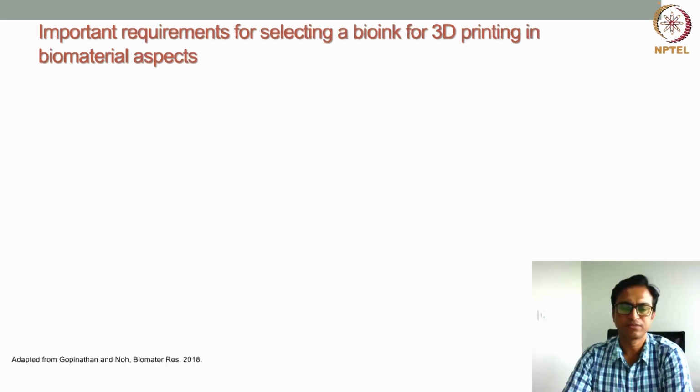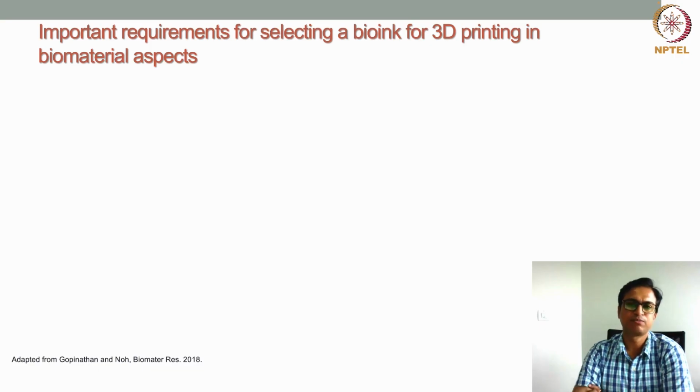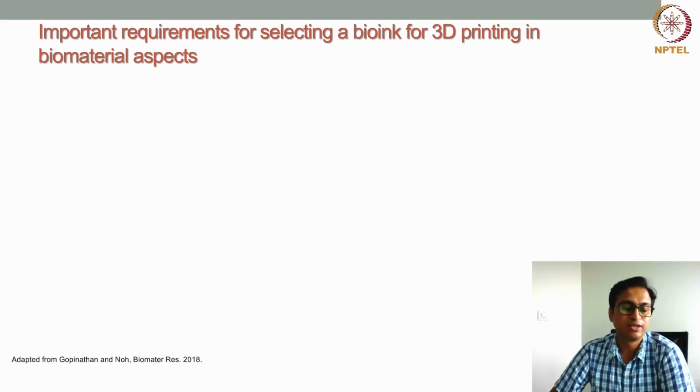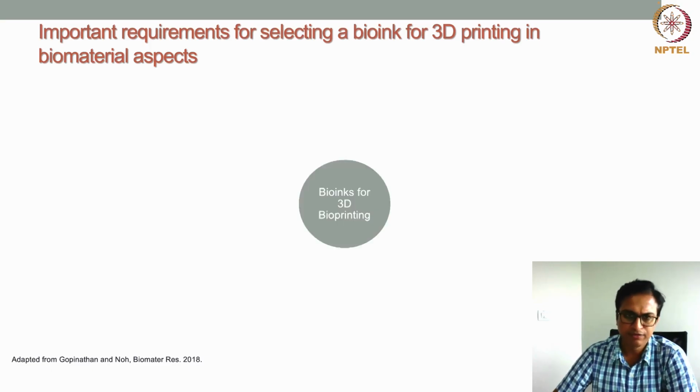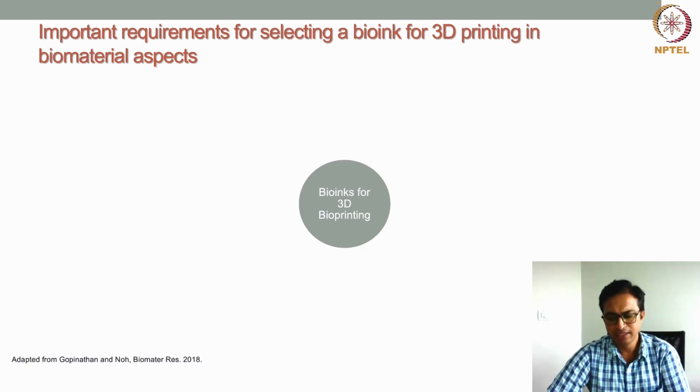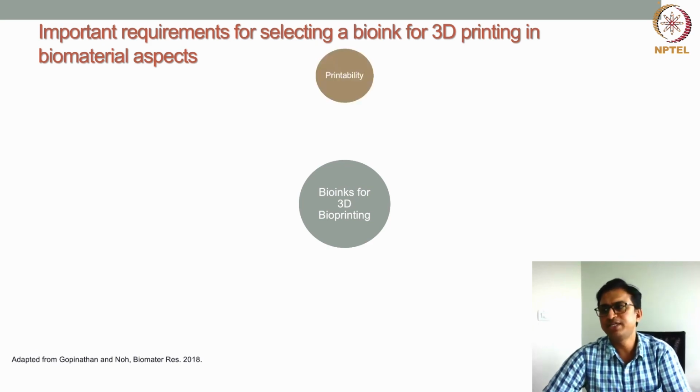So after going through the ideal material properties for developing bioinks for biofabrication, let us understand the important requirements for selecting a bioink for 3D printing, in terms of the biomaterials. The very first thing that we have discussed for developing any bioink for 3D bioprinting is the printability of the bioink. As we have already discussed, the material should be able to be used for bioprinting.